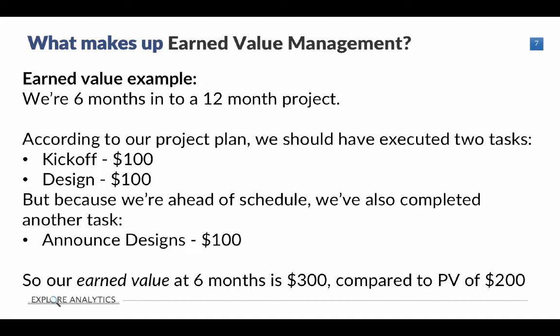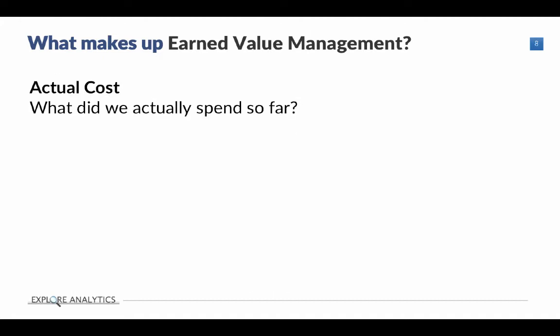So in this way, we can get a sense that we're ahead of where we're supposed to be. At this point in the project, we should have achieved $200 of value, and actually we have $300. But right now, this is still comparing apples to apples of what those tasks were planned to have been. So the last element is actual cost, which is what did we actually expend to get where we are so far?